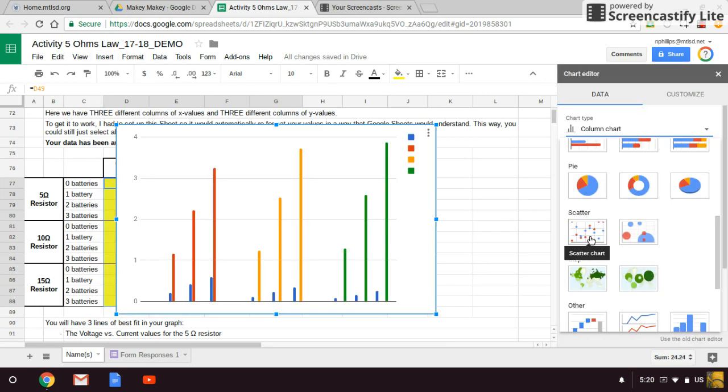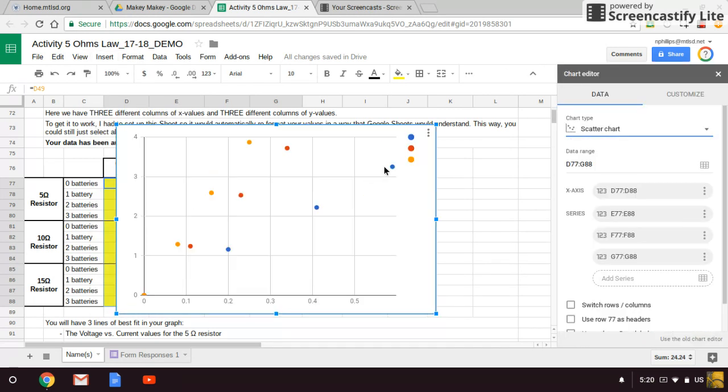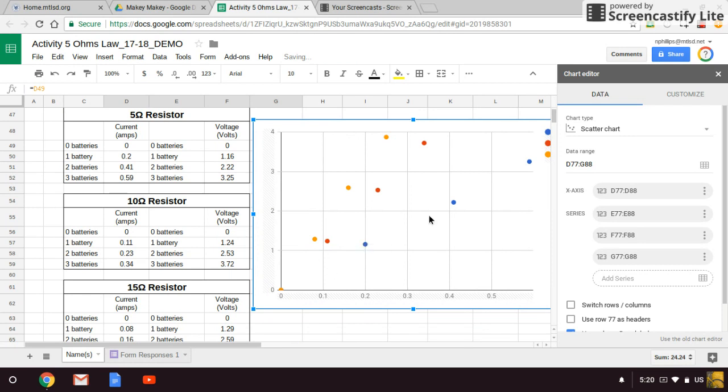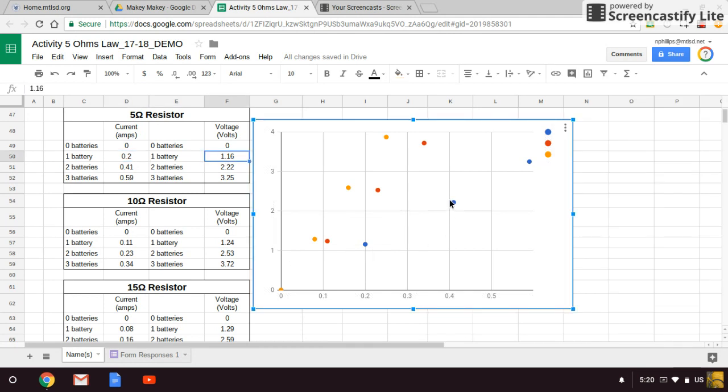Since we want to end up doing lines of best fit, we're going to want a scatter chart. You should have 3 different data sets: blue, red, orange, or yellow, whatever that might be. One data set for each resistor, 5, 10, and 15. So I'll hover over this data point for the blue, 0.2 and 1.16. I already know that's going to be the 5. The blue is the 5 ohm resistor line. So 0.2, 1.16, you can see that here with my sample data set. Next data point, 0.41, 2.22. There it is. And then 0.59, 3.25 right there.